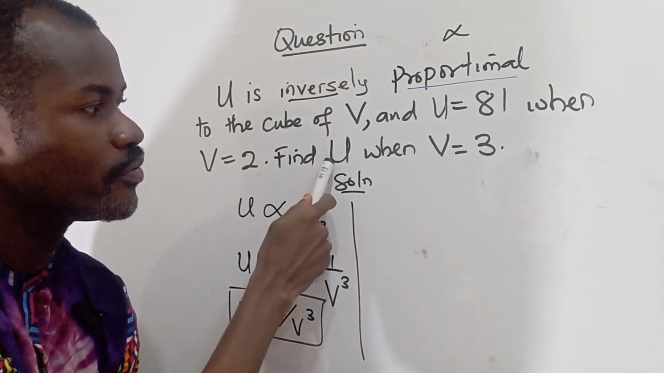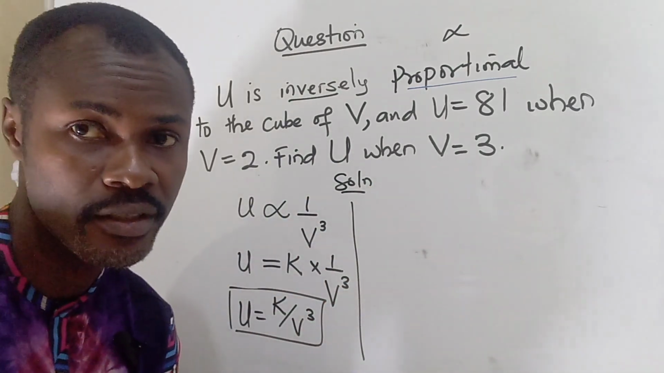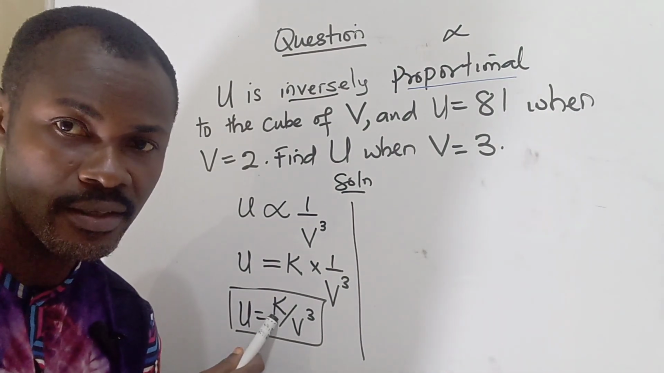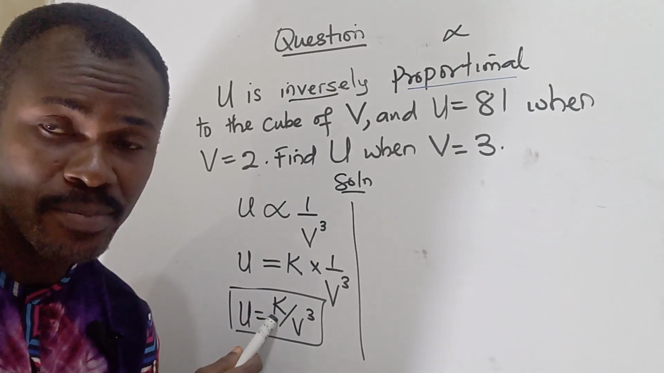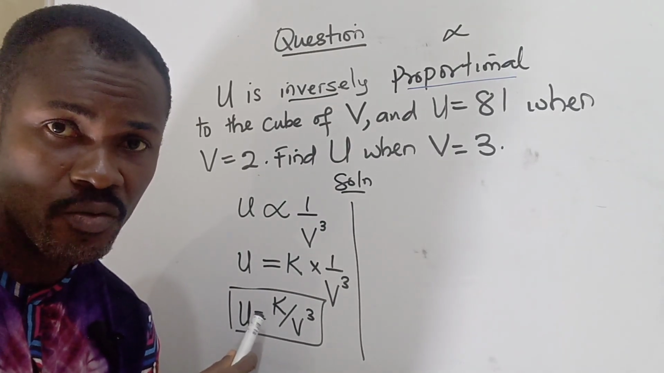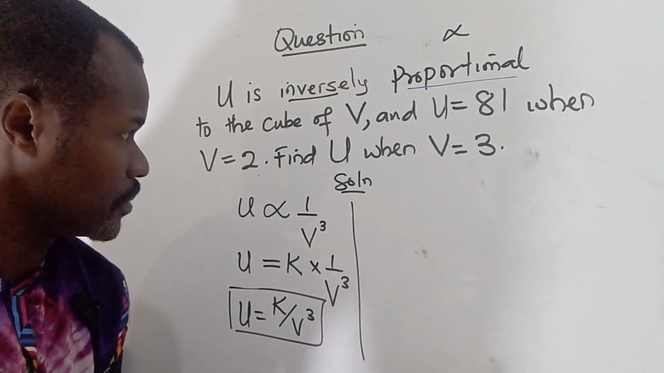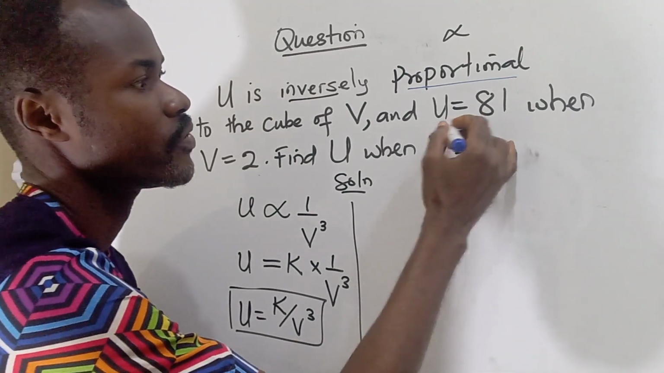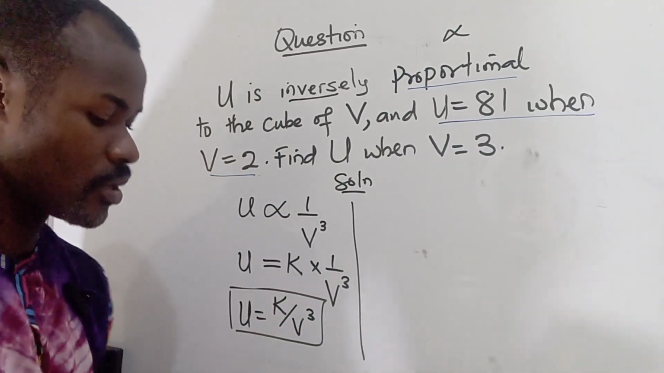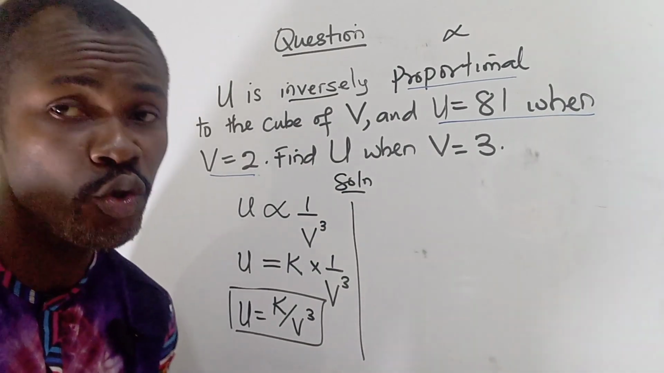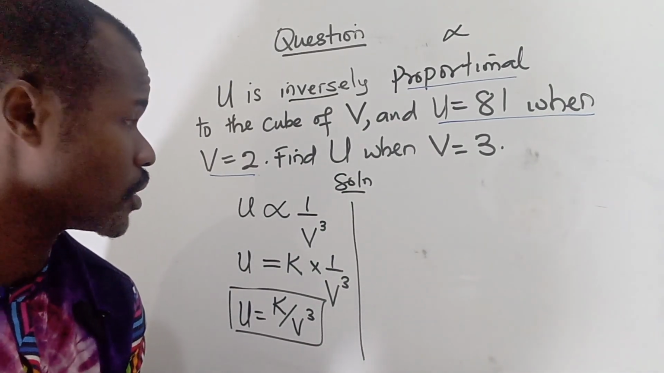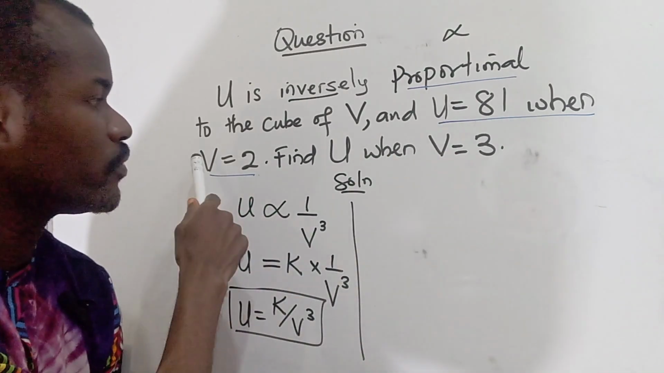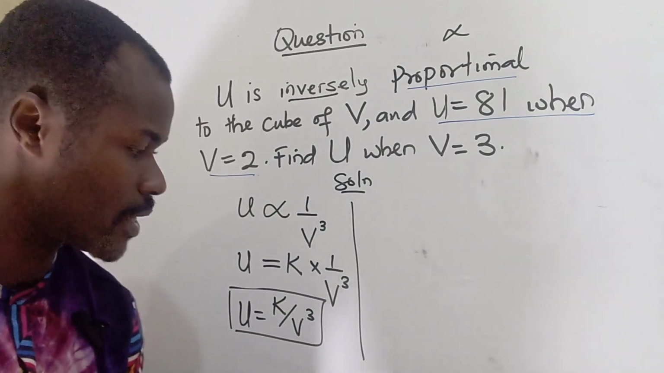Now this equation is very important because we are going to make use of it to find the value of u when v is 1. But before we do that, we have to know the value of k, and substitute it back into this equation. So what is the value of k? We are going to use this line to get the value of k, because the question says when u is 81, v is 2. So we can use that to get the value of k.